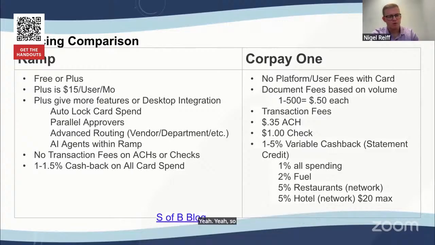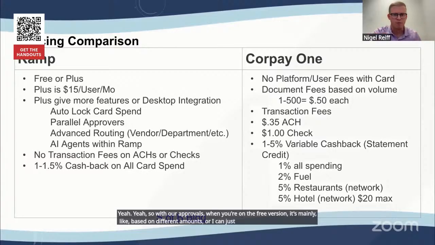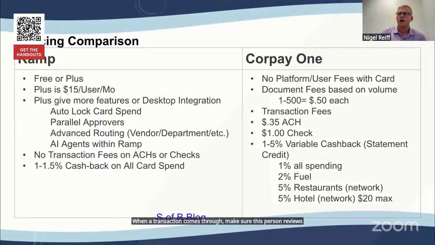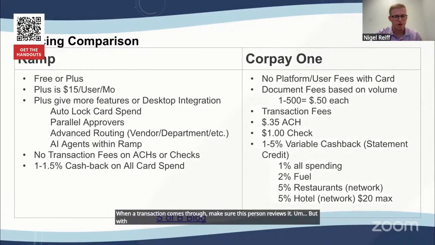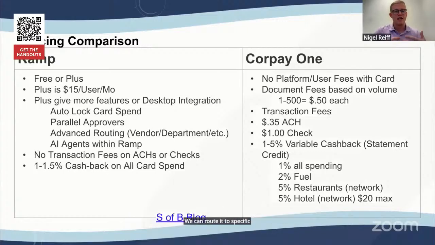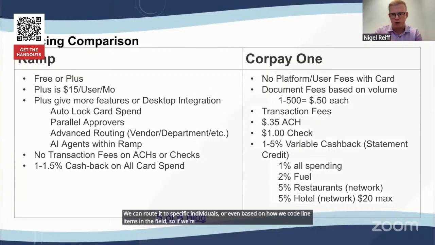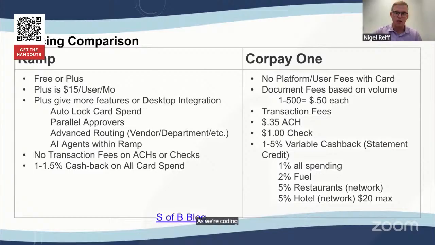Yeah, so with our approvals, when you're on the free version, it's mainly based on different amounts, or I can just set up basic approval workflows of when a transaction comes through, make sure this person reviews it. But with more advanced routing, we can do it based on the specific vendor that's transacted with. And this can be card or bill pay transactions. We can route it to specific individuals, or even based on how we code line items in the field. So if we're leveraging our QuickBooks department or QuickBooks class fields, based on how we enter that information in, we can route approvals.